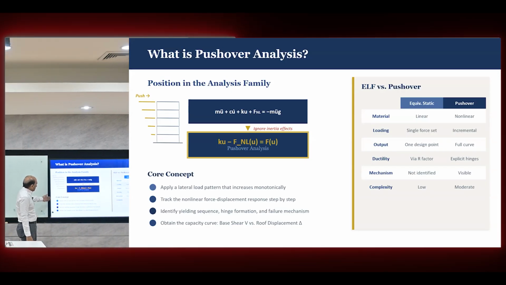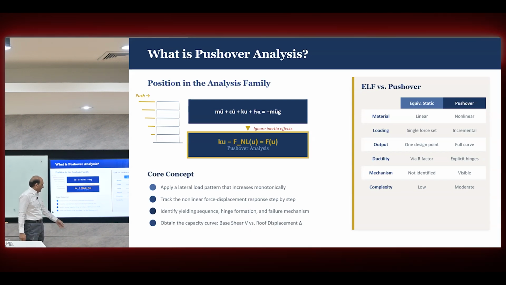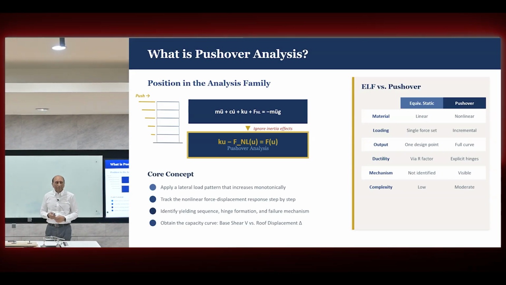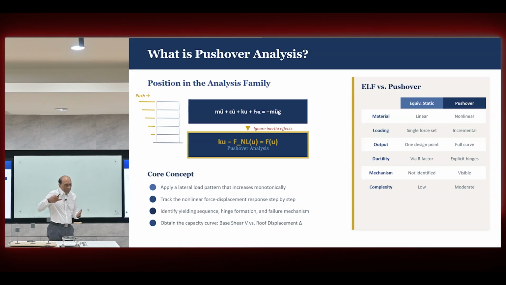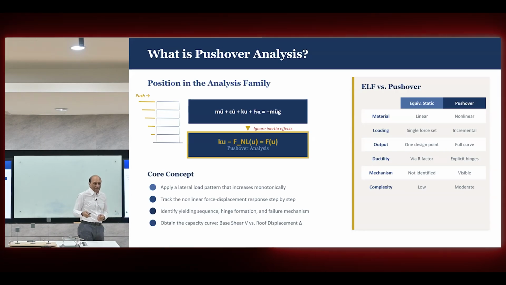So the core concept is we apply the lateral load, increase it gradually, take nonlinearity into account, identify yielding, and then obtain the capacity curve versus the base shear. So we apply the force. It's just like what you did for your beams. You just applied it vertically. That's the only difference. So you actually did a pushover test of the beam.